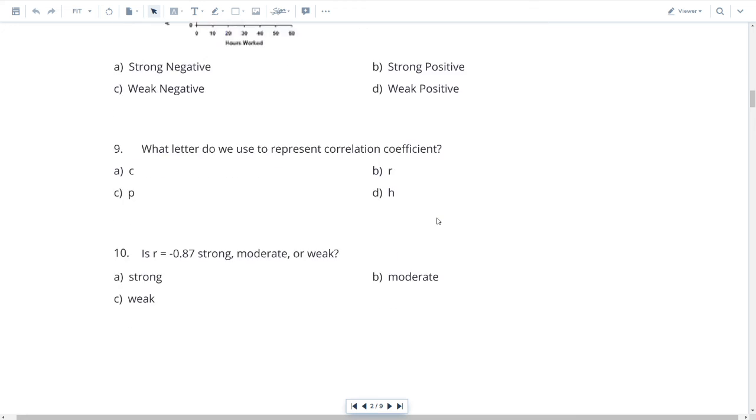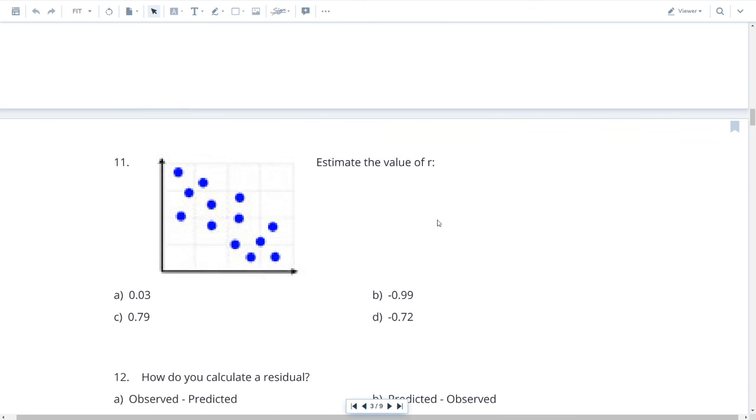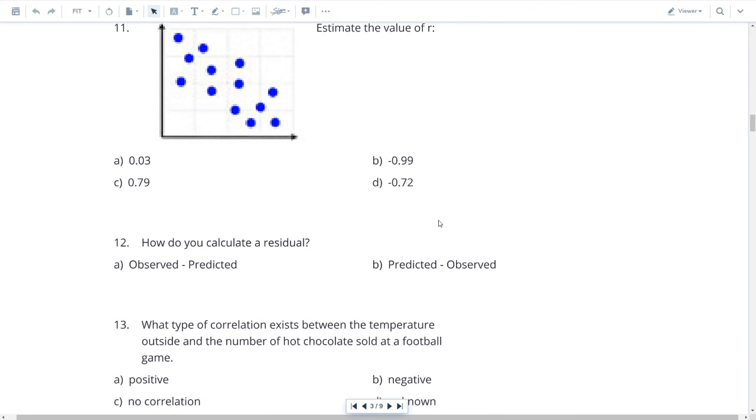Let's take a look at number 11. Now, number 11, they wanted you to estimate the value of R. And it looks like 83% of you got this one right. It was definitely negative, which puts you down to either B or D. Negative 0.99, that would be almost a straight line. They're clearly not in a straight line. They're not that clustered. The answer's got to be D, negative 0.27. 83% of you got that one right.